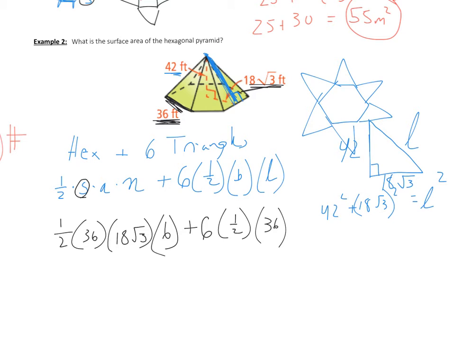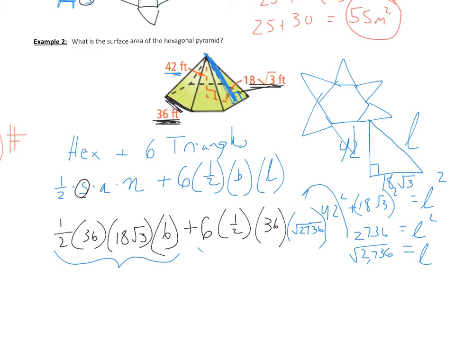I'm going to use my calculator for that and get 2736 on the left equals L squared. So L equals the square root of 2,736. That is the slant height. So now I'll put these into my calculator individually. Be careful when you put these in.